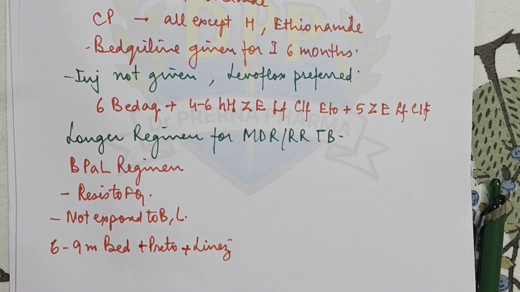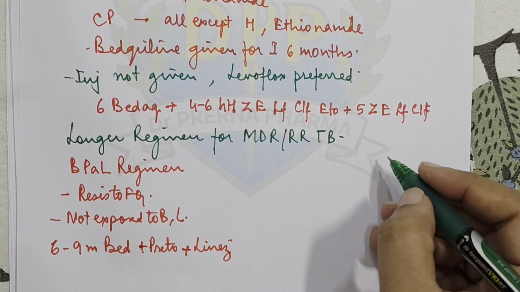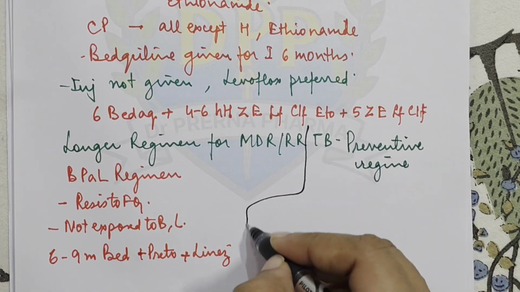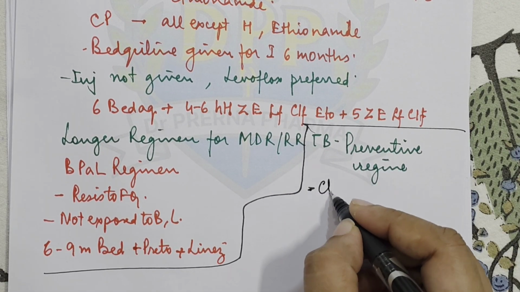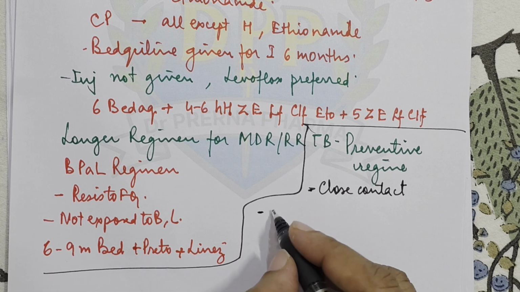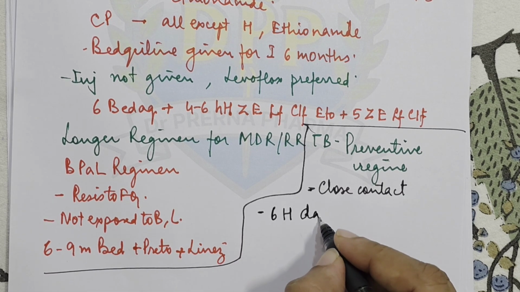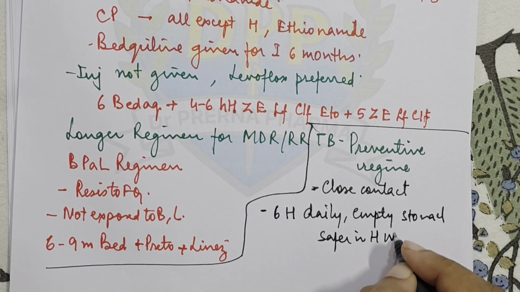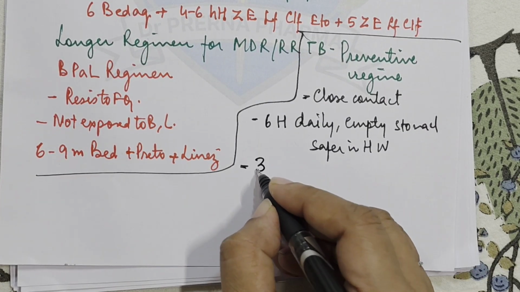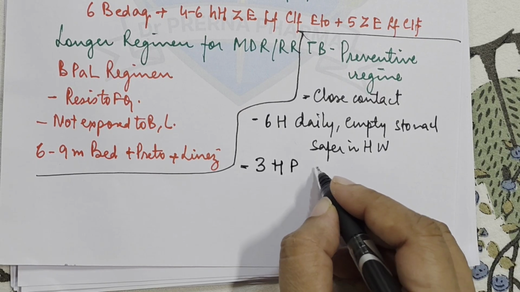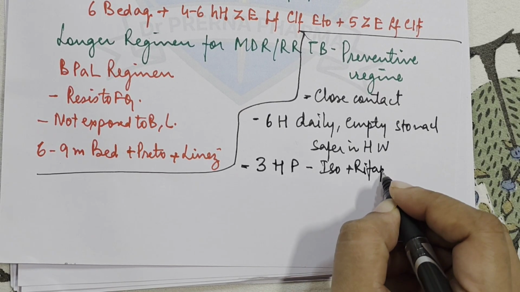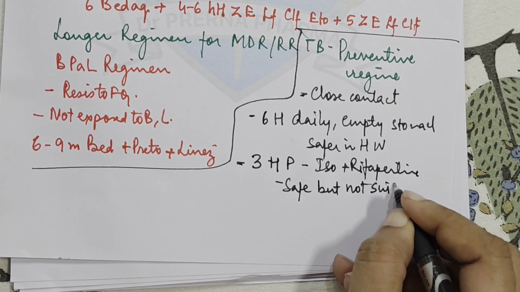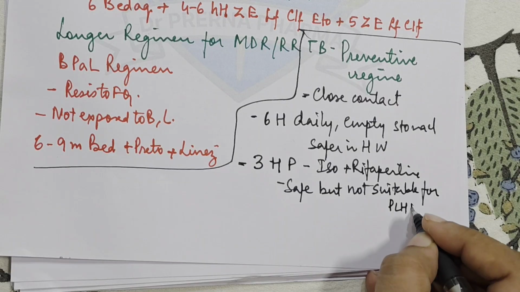Okay. Now let's come to the preventive regimen, that is for prevention of TB. In prevention of TB, the close contacts of a patient with active drug sensitive tuberculosis are given 6 months of isoniazid daily, on an empty stomach, and it is safe in HIV. Another therapy is 3 months of 2 drugs, isoniazid and rifampicin. This is safe but not suitable for PLHIV.